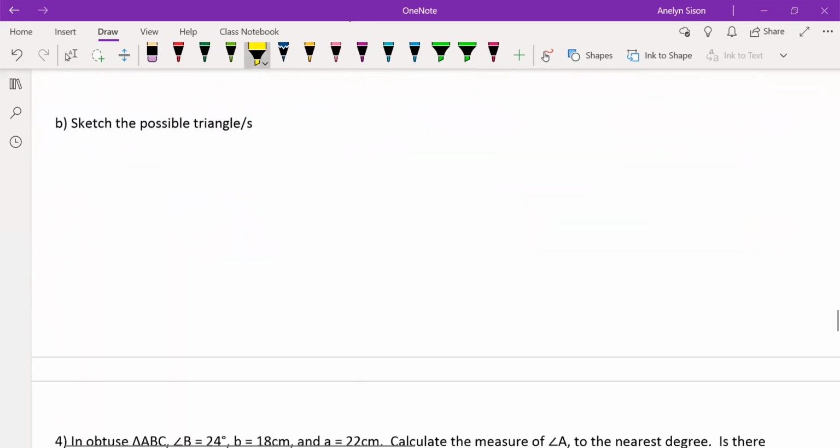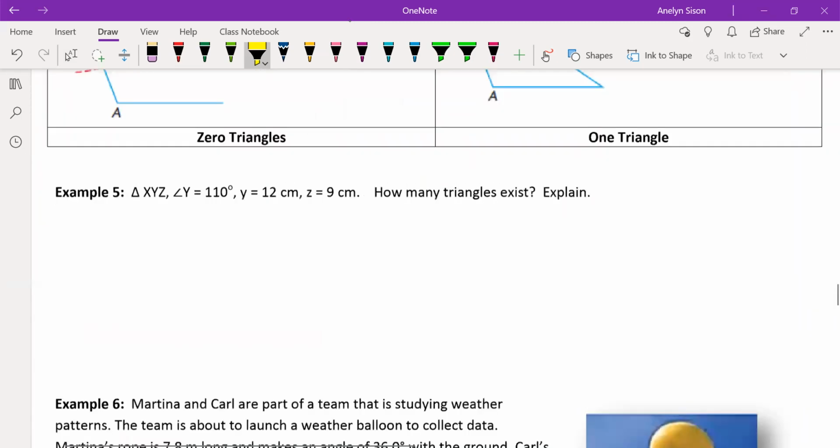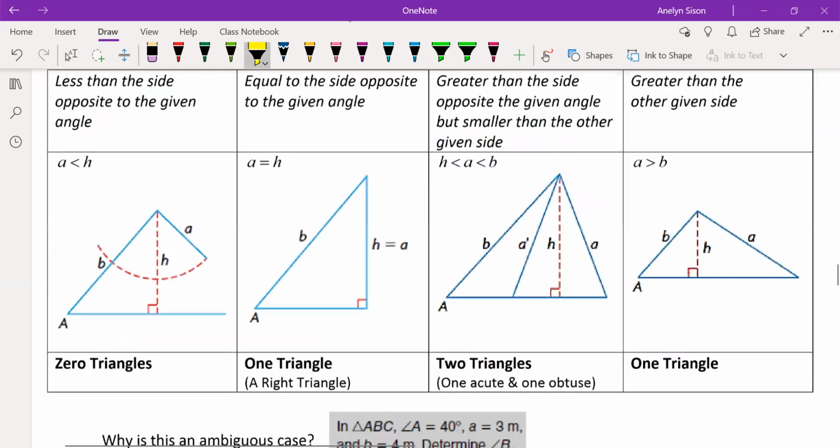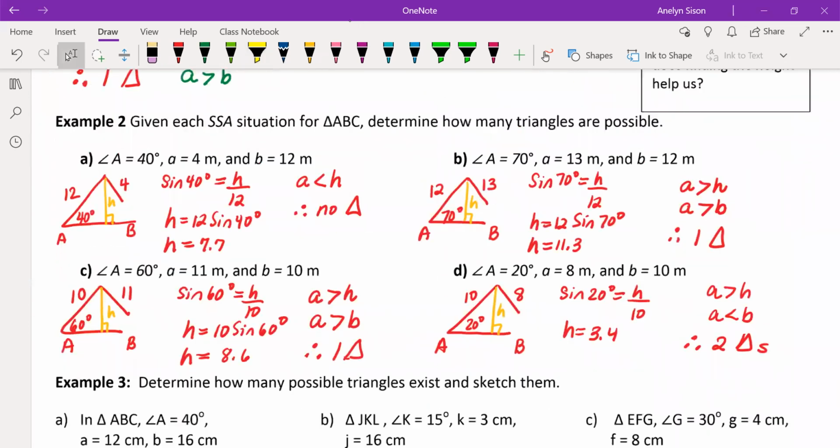I'll give you a little bit of time to practice, and I forgot to ask you if you had trouble with the textbook. Is there anything you want me to go over from there? No, are you sure? All right, good. I trust you.